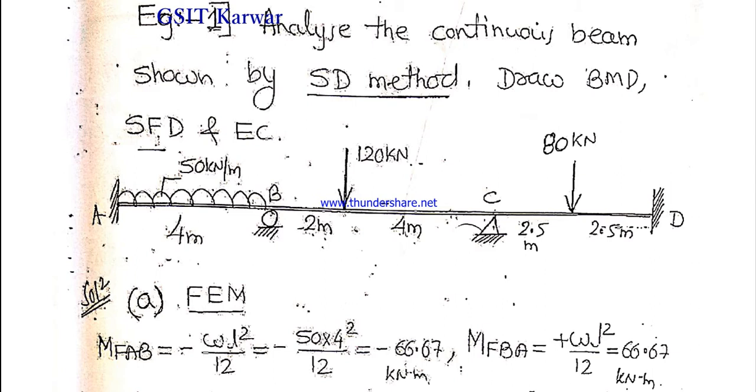The support A is fixed, support B is roller, support C is hinged and support D is fixed support. These are the given data, and the span lengths are also given. AB is 4 meter, BC is 4 plus 2, 6 meter, and CD is 5 meter. Okay, let us start.